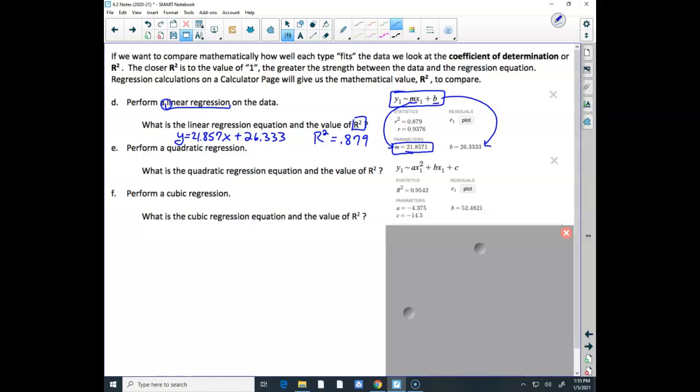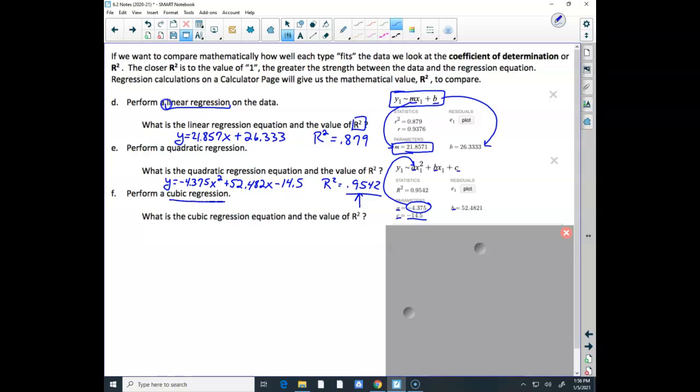And as I moved up, notice when I have my quadratic, which is ax squared plus bx plus c, they give me what a, b, and c all equal down here. That's so I can write my equation: y equals, my a value is negative 4.375x squared, and I'm just plugging these numbers right into that equation to find my model. And then b is positive, so this will be plus 52.482x. Oh, c is negative, so that's minus 14.5. And my R squared value for this one was 0.9542. We want to go until this is about 0.97 or higher, I think, is what we're going to call good.